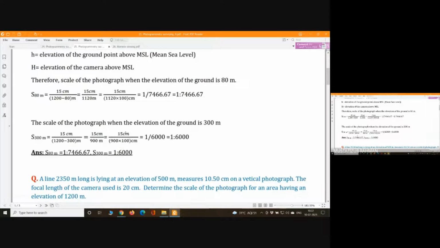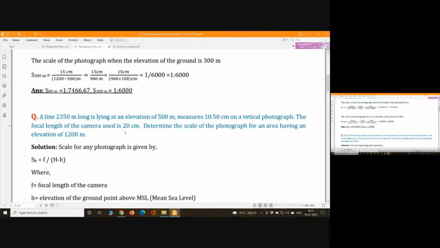Very easy. Then there is another question. Let's see the question. A line 2350 meter long is lying at an elevation of 500 meter. So the length of the line, or distance between 2 points on the ground, is given. Elevation of that ground, the RL of the ground point, is given. It measures 10.50 centimeter on a vertical photograph. So the distance between those 2 points in the photograph is 10.50 centimeter.